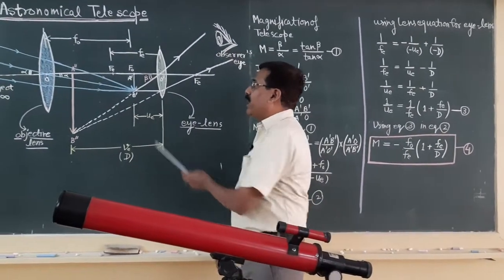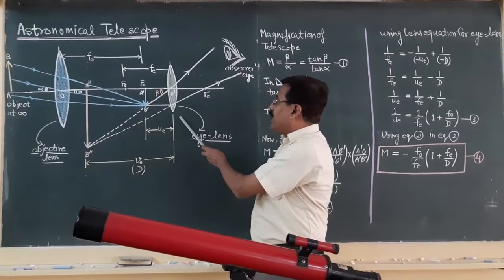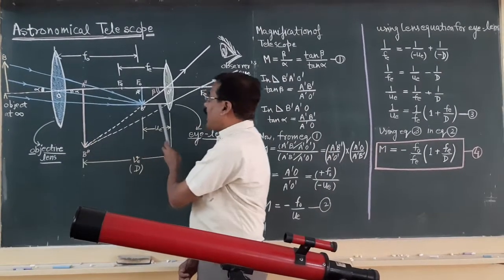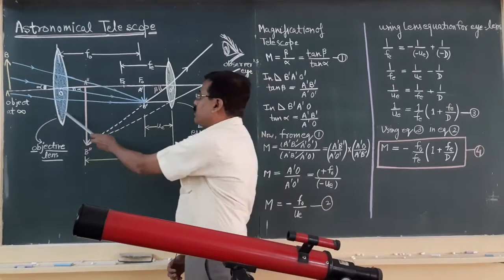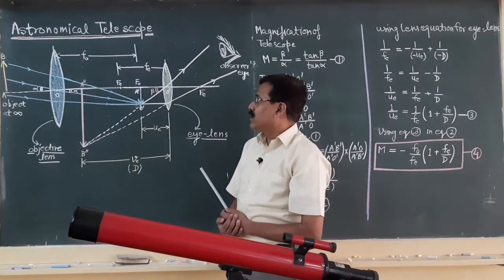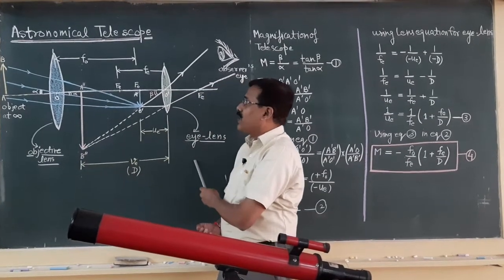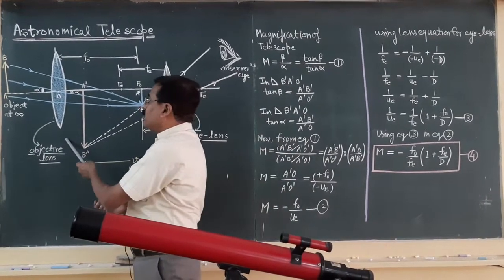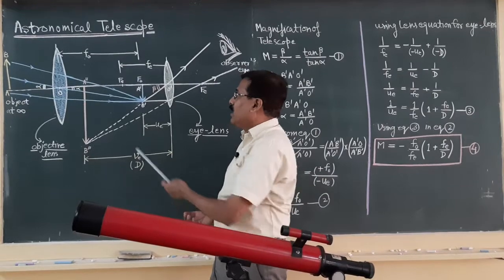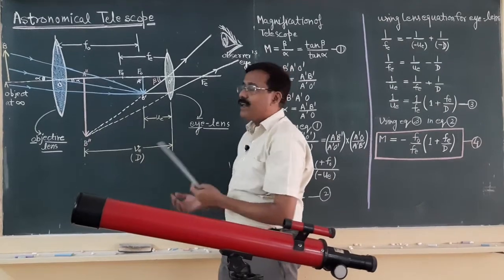If you come to the ray diagram, this is the objective lens facing the distant object, and this is the eye lens facing the observer's eye. Both the lenses are coaxially fitted. The distance between these two is adjustable with the help of the rack and pinion arrangement. The aperture of the objective lens is larger than the aperture of the eye lens. For the maximum gathering of light energy from the distant object, the focal length of the objective lens should be greater than the focal length of the eye lens.